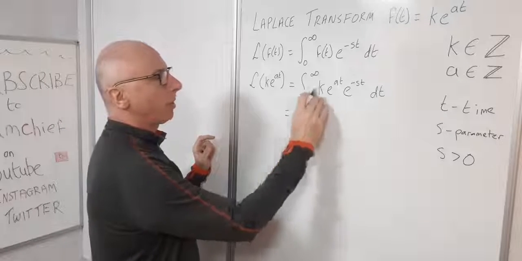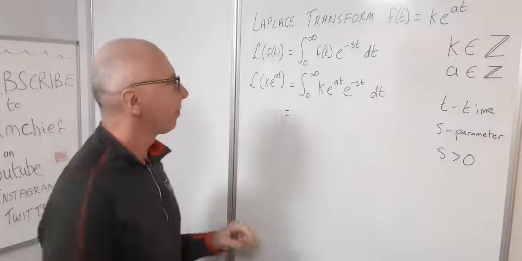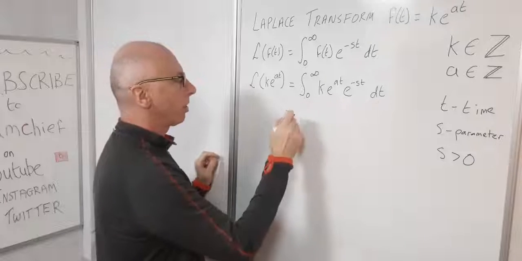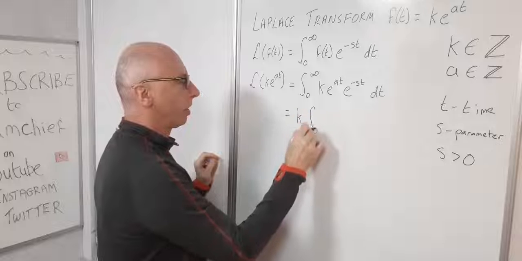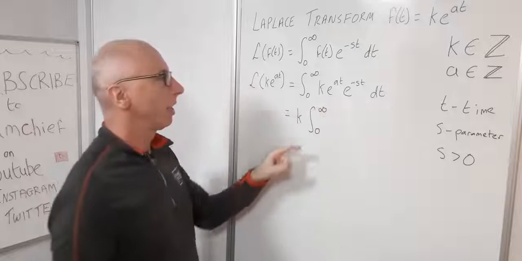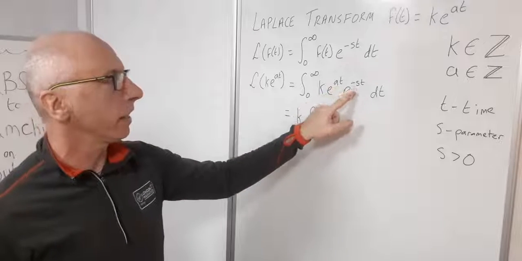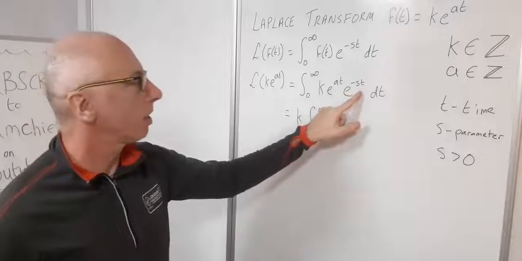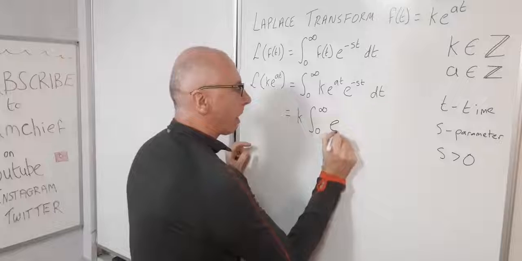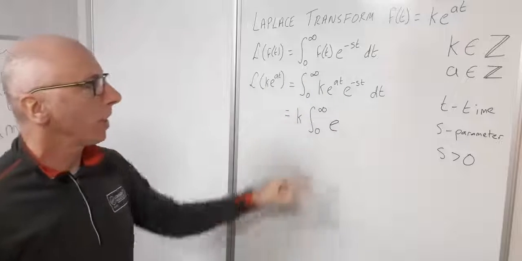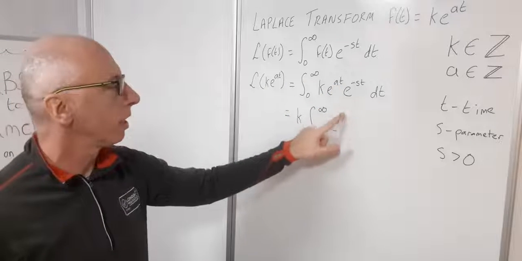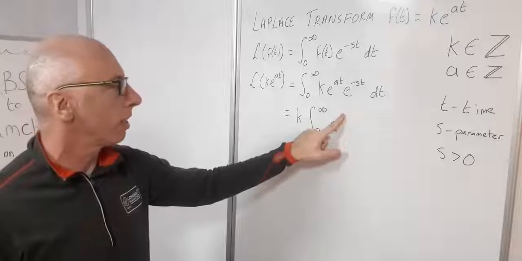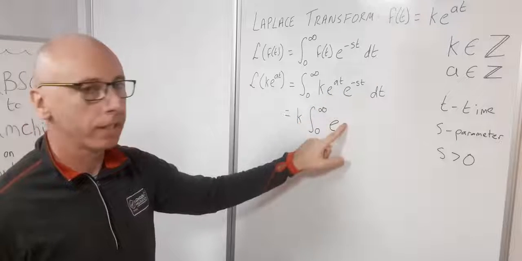So now let's simplify this so we can integrate it. The k is just a constant, so that can come out front from 0 to infinity, and now we've got e to the at, e to the minus st. So we can use the rules of indices here. Just to be careful, we don't want a positive value in our integrand. We want the negative value for our index.